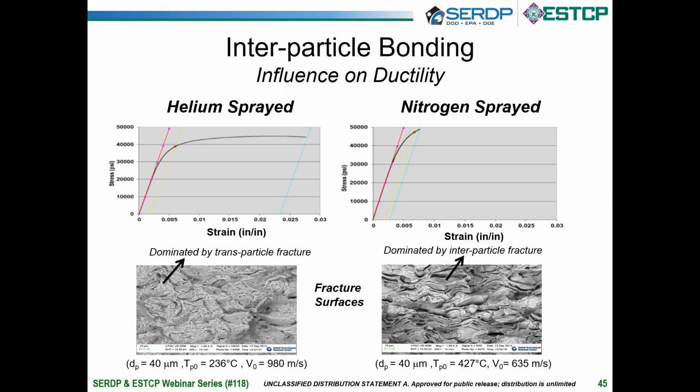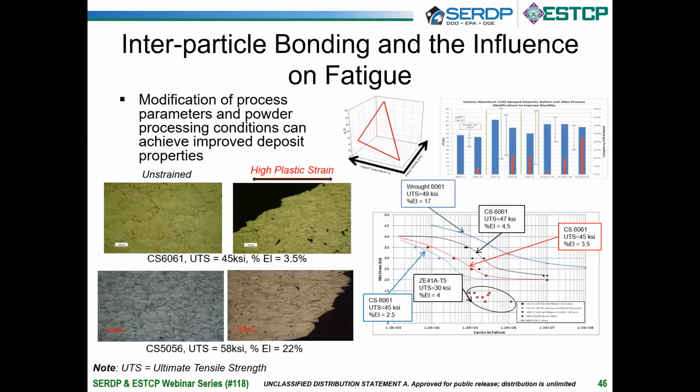And then when you look at the fracture surface, you can see transparticle fracturing of the helium sprayed material versus the nitrogen sprayed material. So this is showing you that velocity is very critical for causing that interparticle bonding. Taking it one step further, those interparticle defects can also drive fatigue failures.